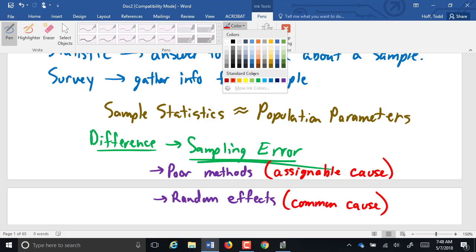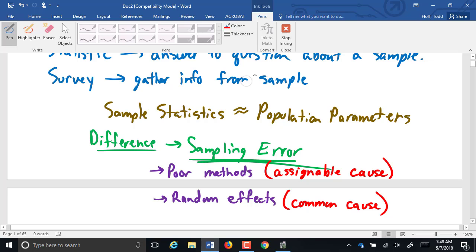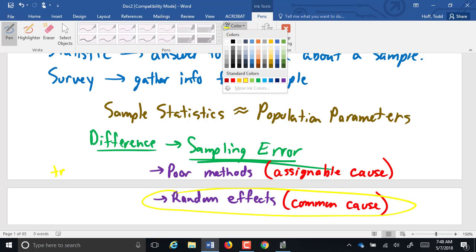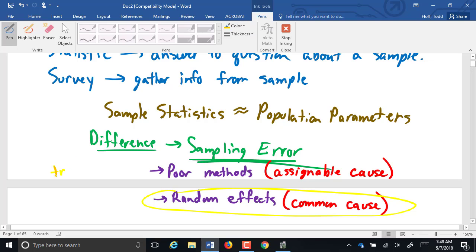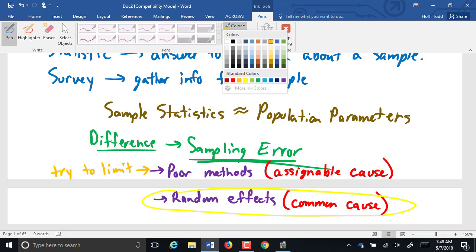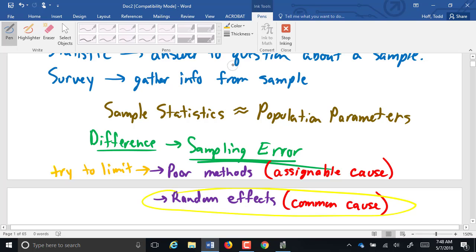Common cause variation cannot be controlled. There is going to be randomness in everything that happens. It is the assignable cause variation that we want to try to limit. So we want to make sure our practices, our technique is as valid as possible in order to try to limit that assignable cause variation.